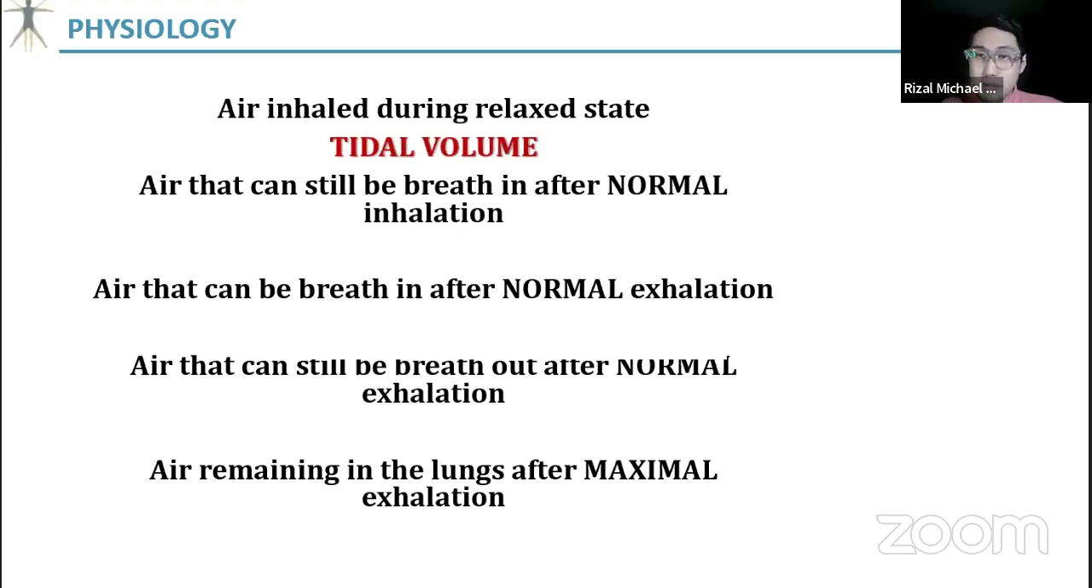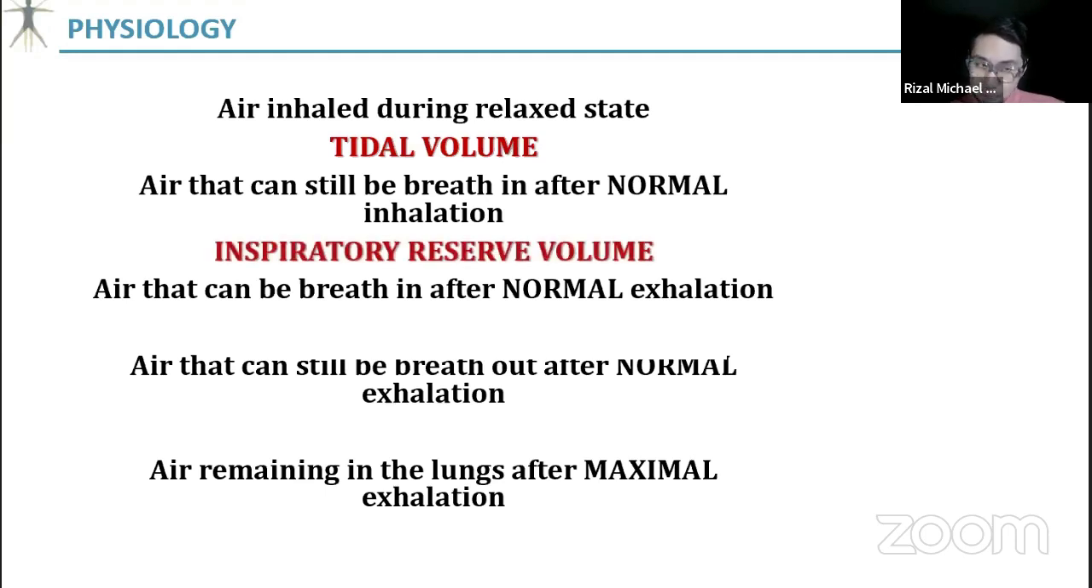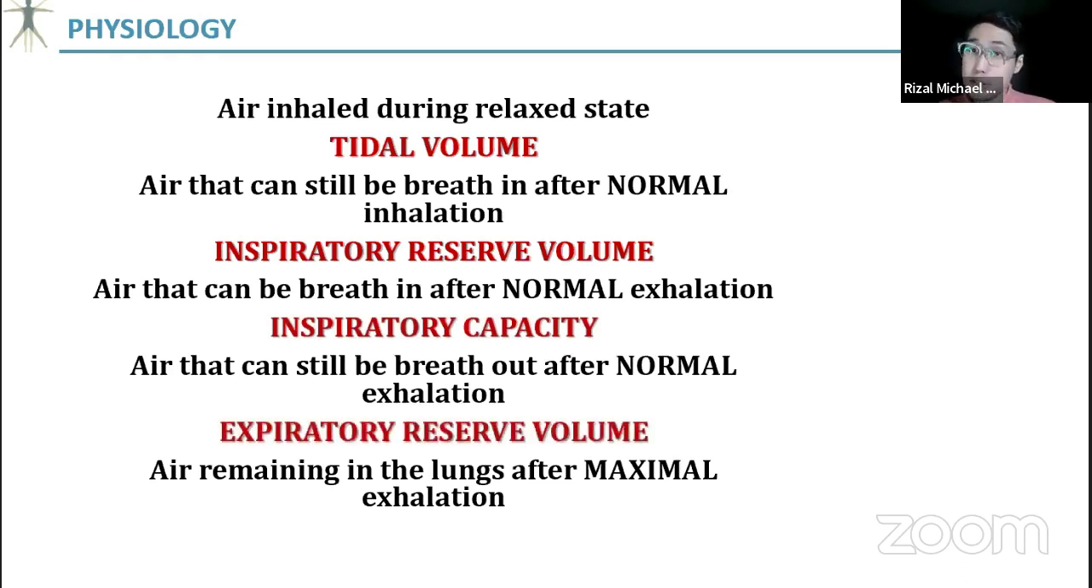Air that can still be breathed in after normal inhalation is your inspiratory reserve volume. How about this one? Air that can be breathed in after normal exhalation. This is actually your inspiratory capacity. Okay? So air that can still be breathed out after normal exhalation is your expiratory reserve volume. And then air that remains in the lungs after maximal exhalation is your residual volume. Okay?